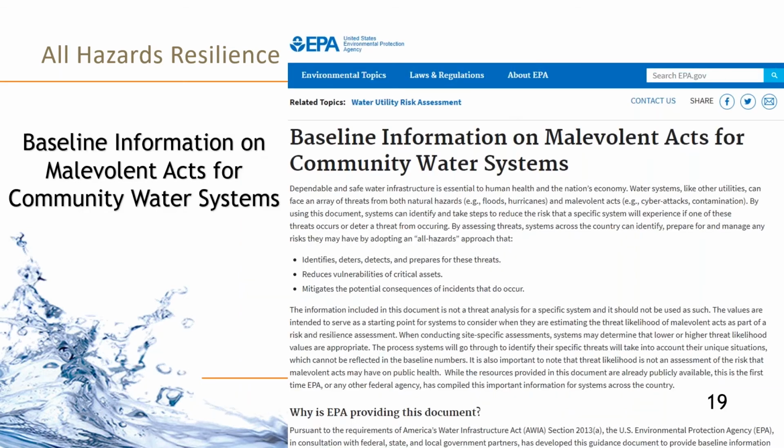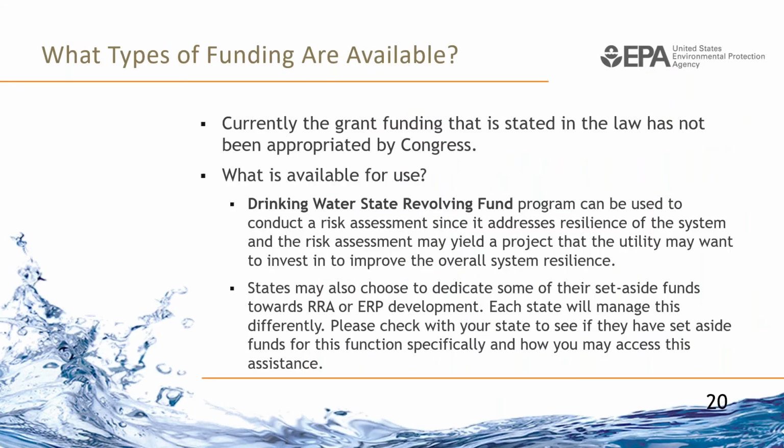Okay, so we just talked about the flooding resilience guide that can provide you with information on natural hazards. So I wanted to mention an example of a resource that EPA has developed to support utilities with identifying malevolent acts that could occur at a water system, because that malevolent acts is the other thing that you need to keep in mind, because it's also required by AWIA. So we have resources for that as well. So what types of funding are available?